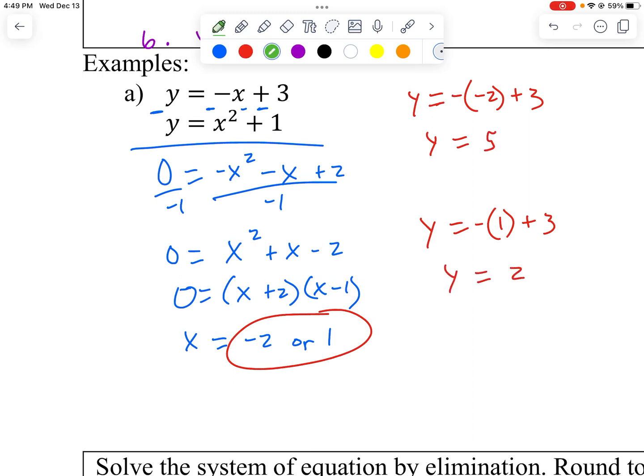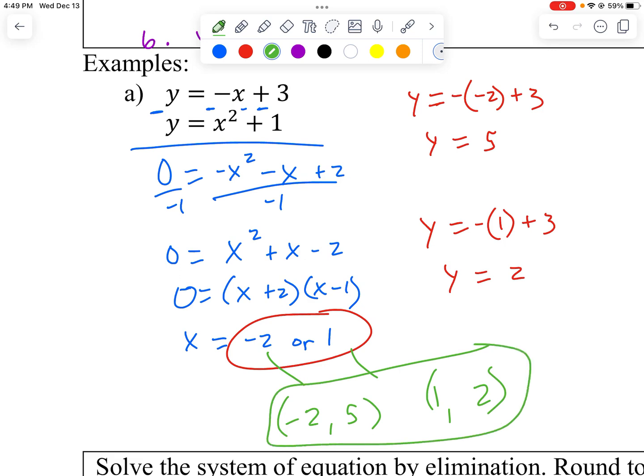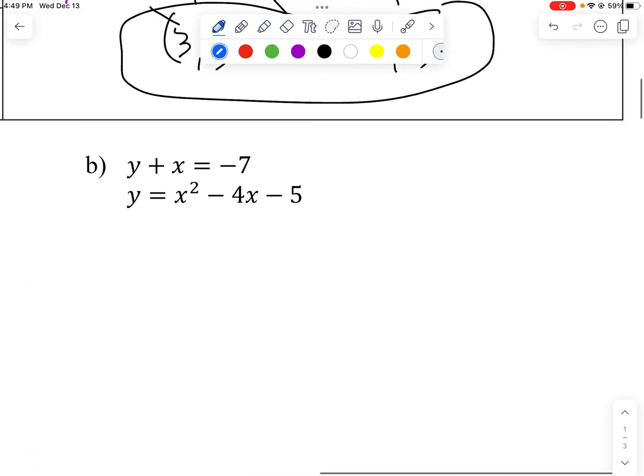And now I can write out my 2 points. I got my 2 x values at -2, and the other one's at 1. And then we write the y values that go with it. Here I plugged in -2, got 5, so 5 goes with that one. Here I plugged in 1 and got 2, so 2 goes with that. And for some reason my parentheses are really weirdly spaced. But there we go. Ta-da! We got the 2 points. Let's come over here to this next one.